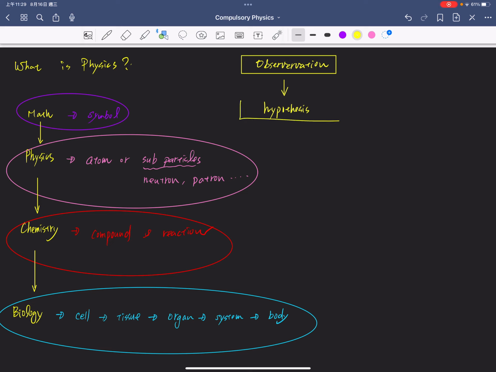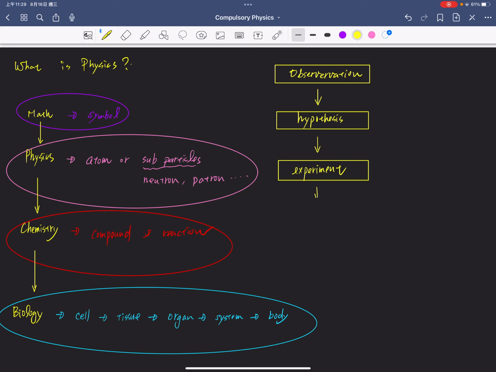Okay, so when we propose some hypotheses, maybe you will start doing the experiment, right? Because physics actually is an experimental subject, so we need the experiment. So you've got to set up an experiment. That would be great.